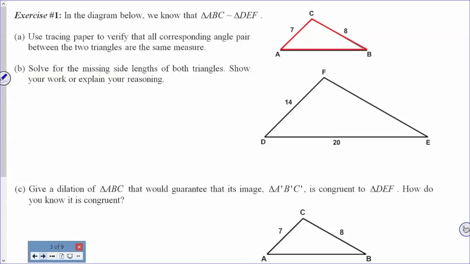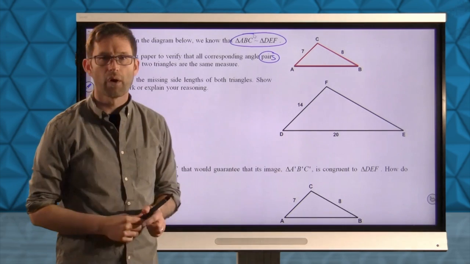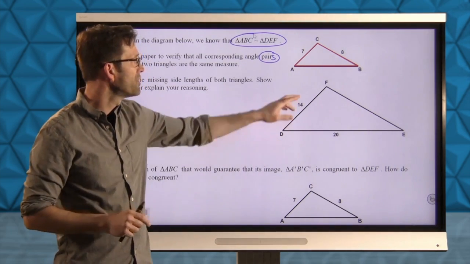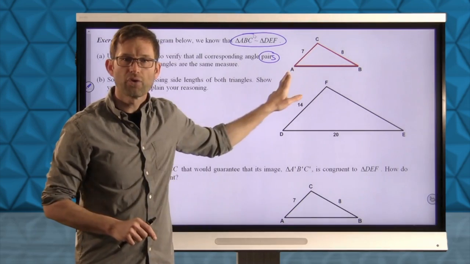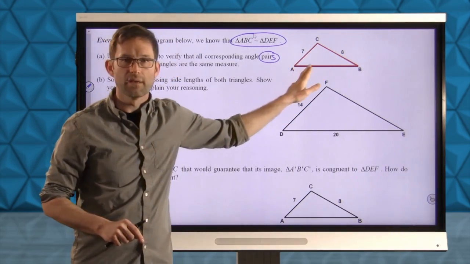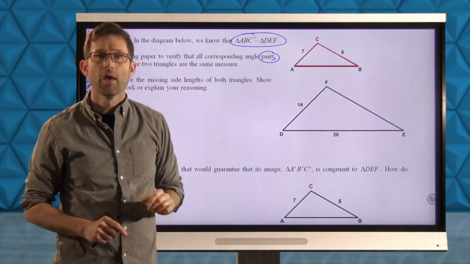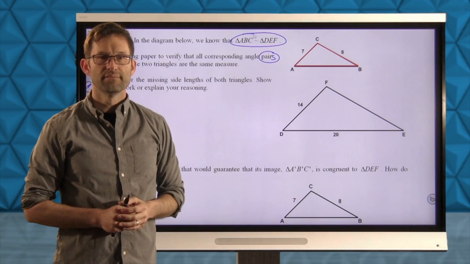Exercise number 1. In the diagram below, we know that triangle ABC is similar to triangle DEF. Use tracing paper to verify all corresponding angle pairs between the two triangles are the same measure. So what I'd like you to do is kind of what I've done. Take your tracing paper out and trace over triangle ABC. Take a moment to do that.